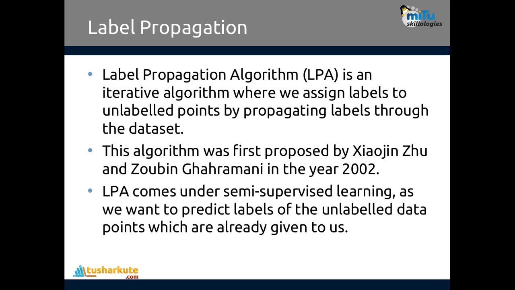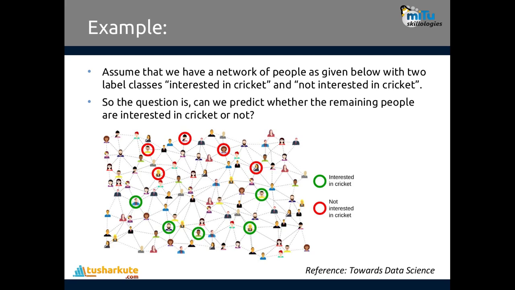The label propagation algorithm is an iterative algorithm where we assign labels to unlabeled points by propagating labels through the data set. This algorithm was first proposed by Xiaojin Zhu and Zoubin Ghahramani in the year 2002. LPA comes under semi-supervised learning as we want to predict labels of unlabeled data points which are already given to us. Now, let's see conceptually how exactly the label propagation algorithm performs the operations.